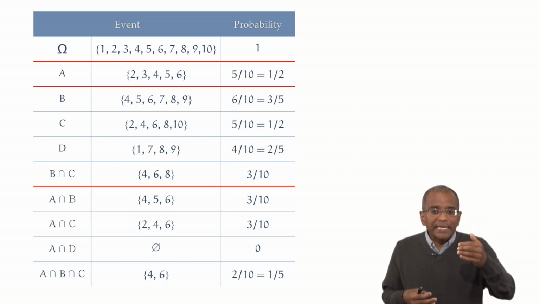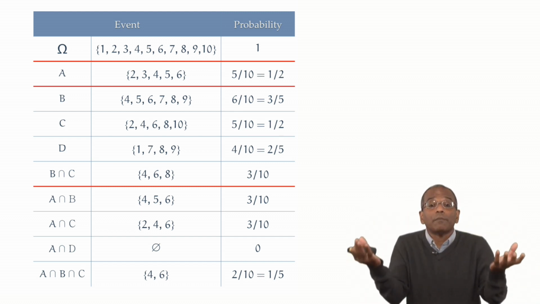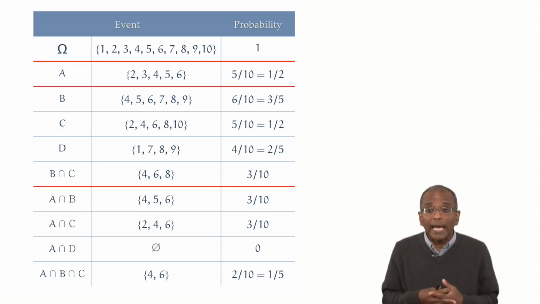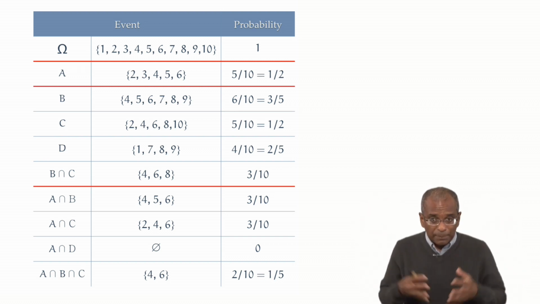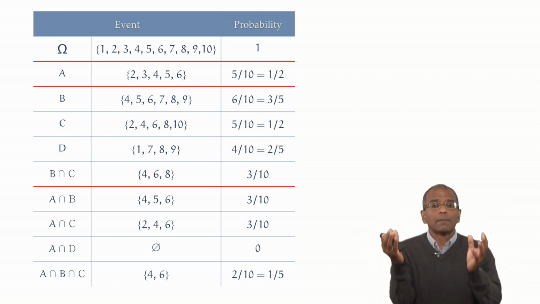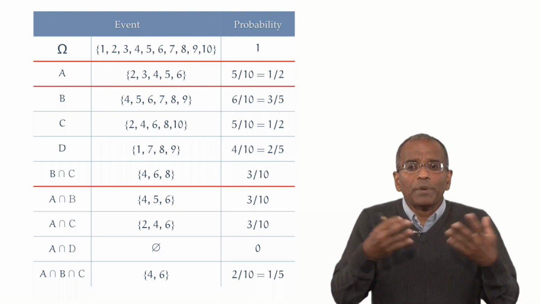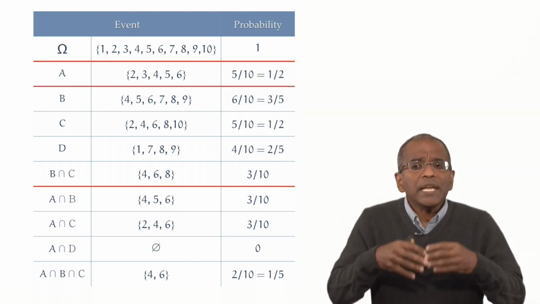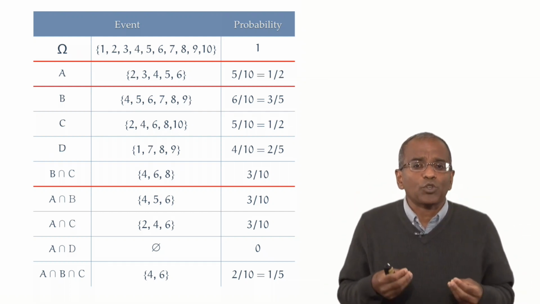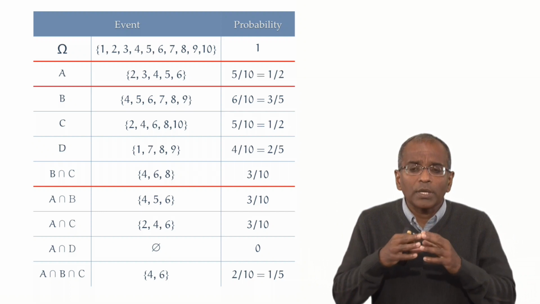B, C, D, and B intersection C are the ancillary events of interest to us, which are casting side information upon the problem at hand. Each of these events now can be identified with a particular subset, and each of these subsets then will give rise to a particular probability: 6 in 10 for B, 5 in 10 for C, 4 in 10 for D, and B intersection C is comprised of 3 elements, 4, 6, and 8, and therefore it has got a chance of 3 in 10. Good.